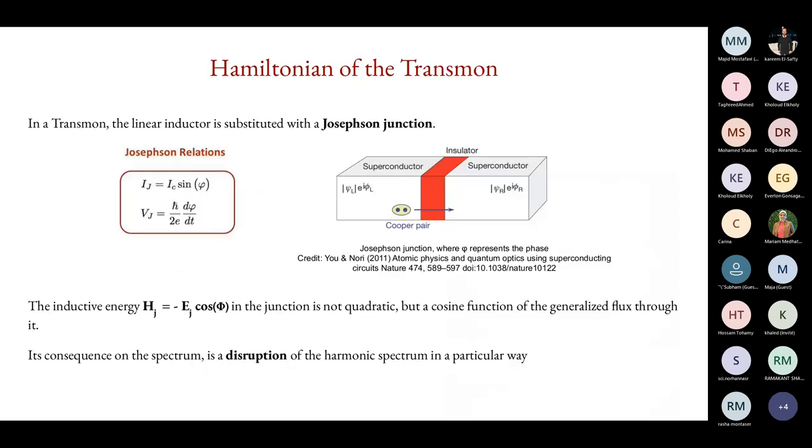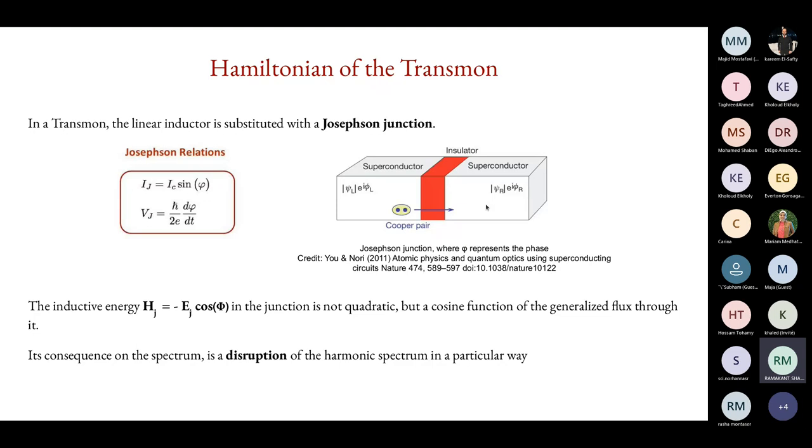So we don't have to reject the solution of the LC circuit, but we can implement some modifications in order to be able to just use the ground state and the first excited state. For this, we need to substitute the linear inductor with a Josephson junction. Now, the Josephson junction is a very famous application of superconductivity. If you are familiar with the theory of superconductivity, these are just a reminder of the Josephson relations, which describe the current and the voltage within a Josephson junction.